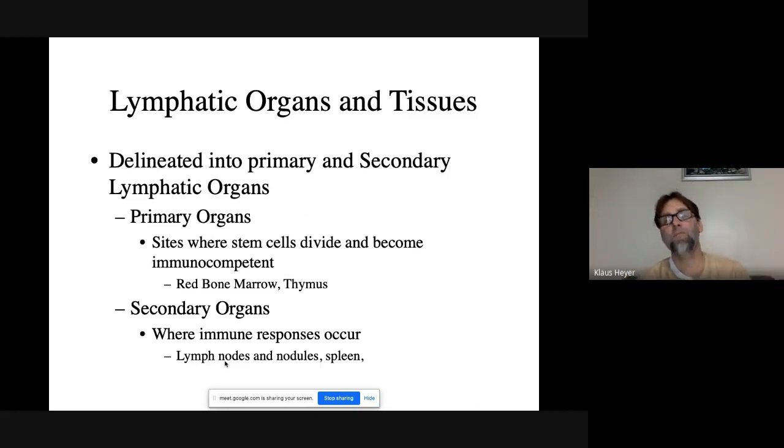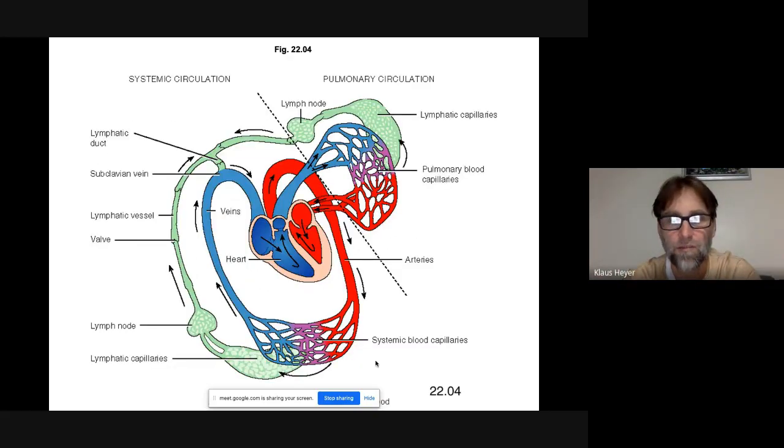Or your spleen. So those three, I'm looking at that comma right there. So your lymphatic nodules, or your lymph nodes, or your spleen, those are organs where they're like alarm systems, right? They set off the immune system. The primary organs are where the B cells and T cells are made. We consider all of this part of the lymphatic system.